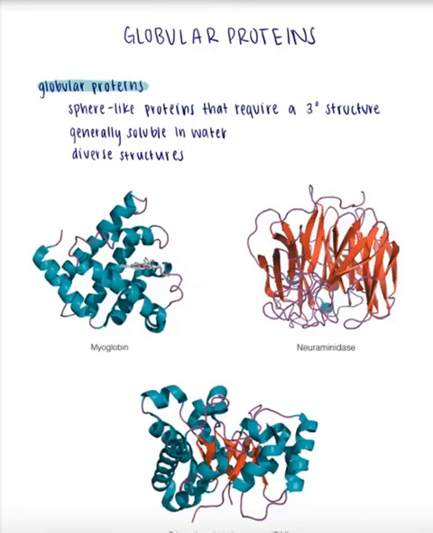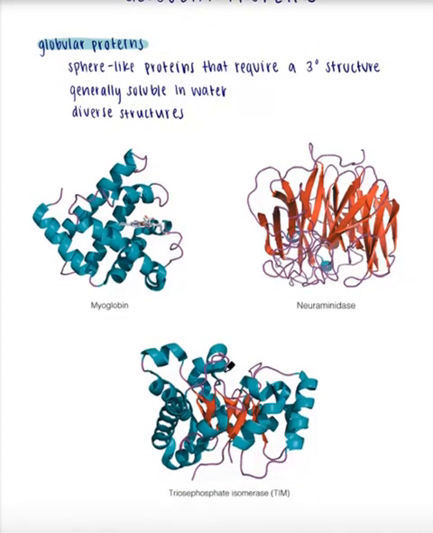The opposite of fibrous proteins would be globular proteins. These have more of a sphere-like shape, and so they're going to require a tertiary structure, sometimes even a quaternary structure, to really fold it more into the proper shape. These are generally soluble in water, and we'll talk about why, and they're also super diverse, and that's where the majority of our proteins are going to come from. So these are some examples and how they're all very different.